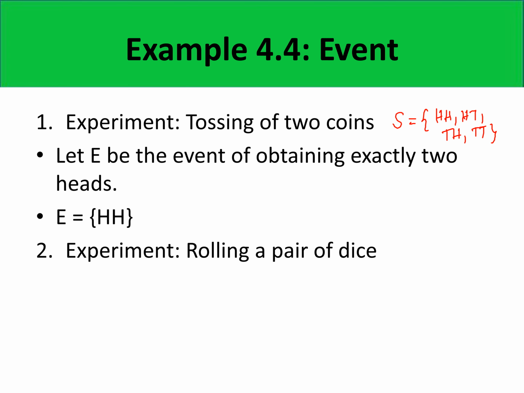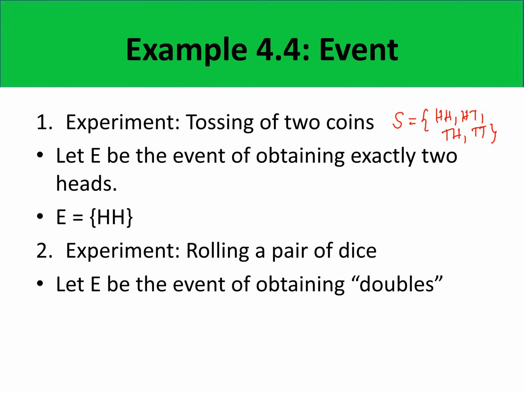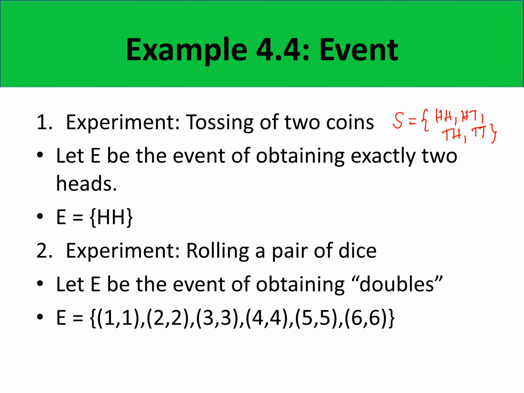Now for the second example, the experiment is rolling a pair of dice. In a pair of dice, there would be 36 possible outcomes, namely 1-1, 1-2, 1-3 up to 1-6, 2-1, 2-2, 2-3 up to 2-6, and so on until we reach 6-1, 6-2, 6-3 up to 6-6. Now let us define E as the event of obtaining doubles. When we say doubles, it means that the results from each of the dice are the same. So the elements of the event E would be 1-1, 2-2, 3-3, 4-4, 5-5, and 6-6.